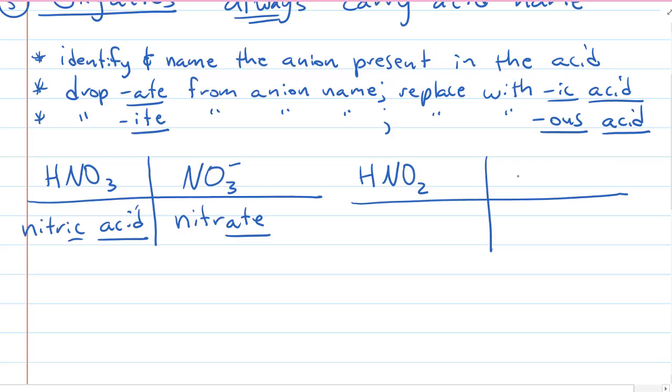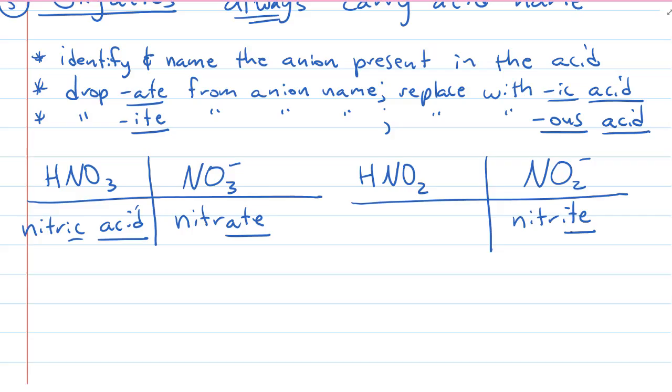So we'll do this one. What is the formula of the anion that's present in this acid? NO2 with a single negative charge. And so if it's NO2 with a single negative, the name of this ion is the nitrite ion. If this is a nitrite ion, the name of this acid is going to be nitrous acid. So in the name of the acid, we drop off the ITE suffix. We replace it with OUS acid.